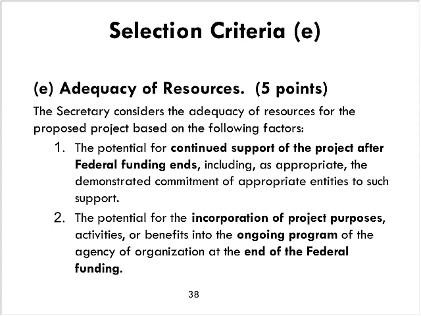And then finally, adequacy of resources is the final selection criterion, and this is worth 5 points. Here we're going to want to see the potential for continued support of the project after the federal funding ends. And then obviously we also want to see the potential for the incorporation of project purposes, activities, or benefits into the ongoing program after funding has ended.